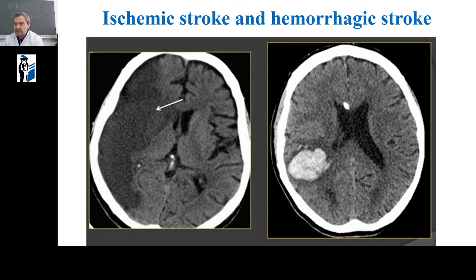The opposite situation is shown in the right image. There was a violation of cerebral circulation, which is accompanied by hemorrhage in the brain. The blood clot will have a higher density than the surrounding tissue and will manifest as a denser component.